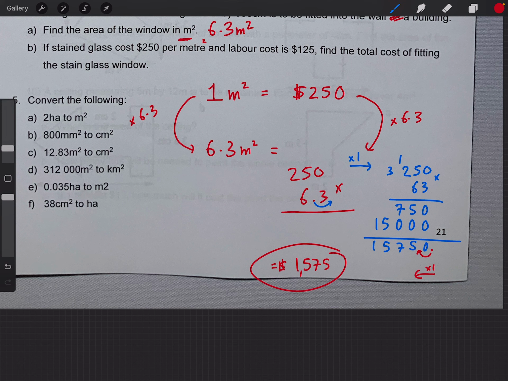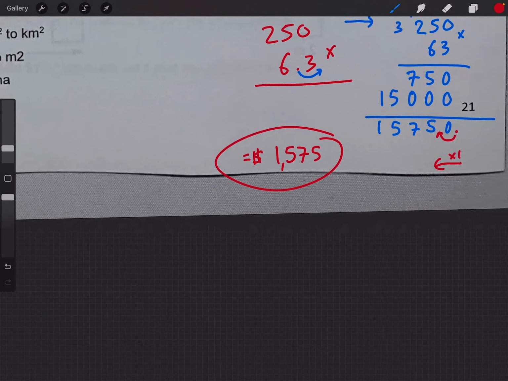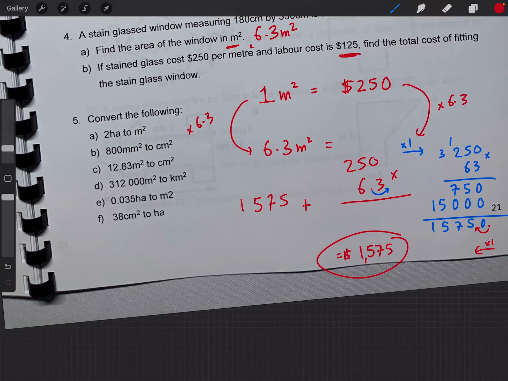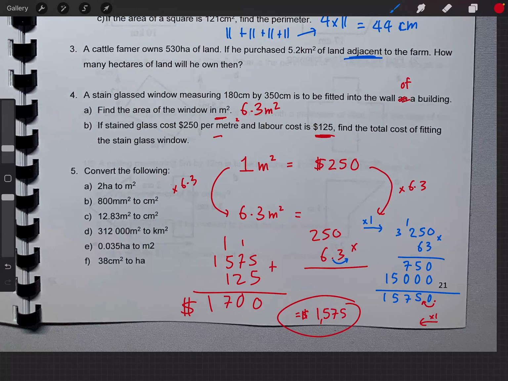Now you have to also add the labor cost of $125. That's the work being done to put all of the glass in. So you have to take 1575 and add the labor costs, which is 125. This will be 0, this will be 0, this will be 7, this will be 1. That means it's going to cost you altogether $1,700, and that's done.